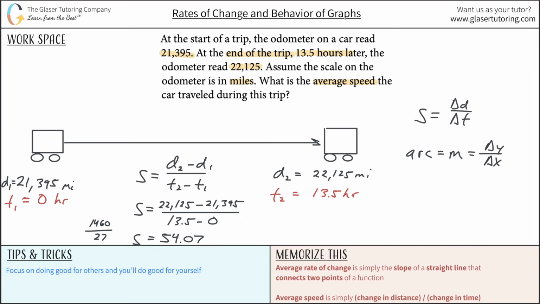So the average speed of this car, aka the average rate of change, was 54.07 miles per hour. Why is it miles per hour? Well, because the numerator value was in miles. I just didn't put the units in the formula, but notice there they are. And the denominator time value was in hours. So then it's miles over hours. And that's it. This is the average speed, aka the average rate of change.